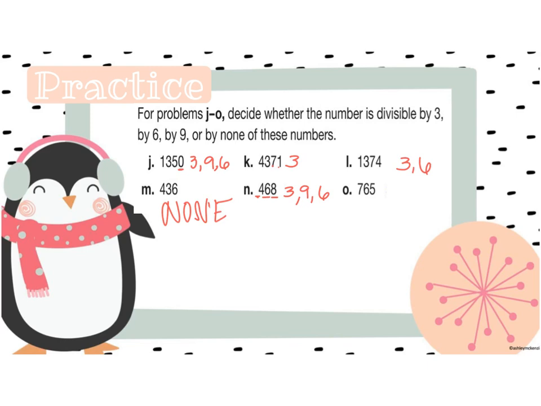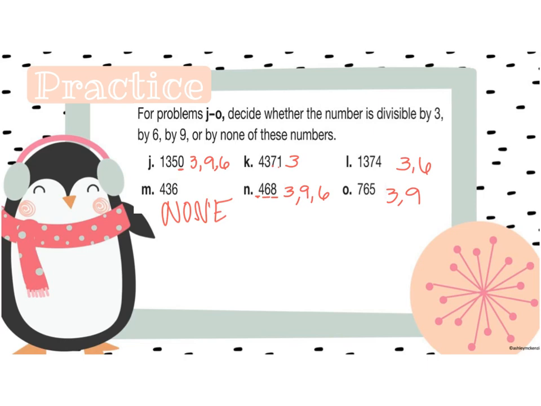Okay, letter O, 765. I have 13 plus 5, which is 18. So I have 3 and 9. No 6. Why not 6? Because it's not even. That number, 765, cannot be divided by 2 evenly.